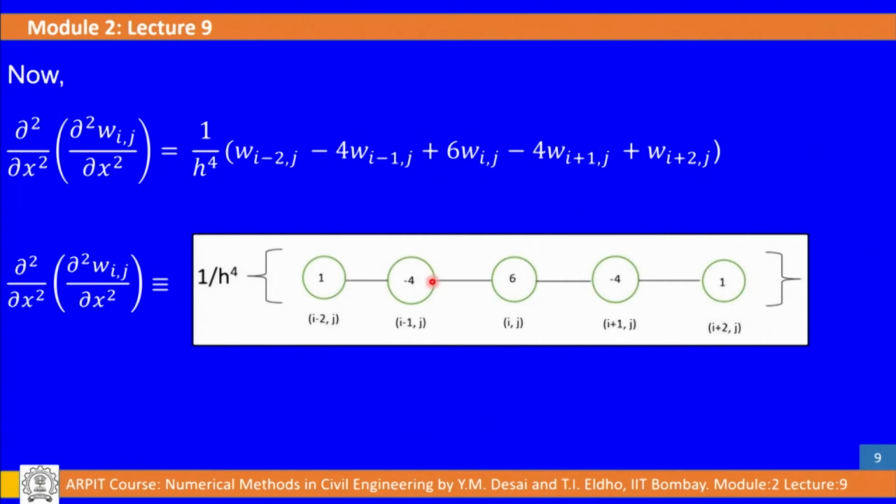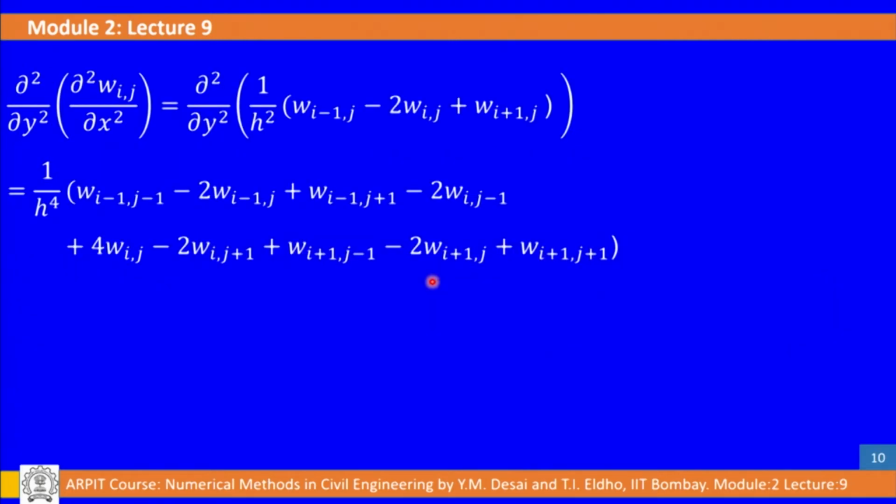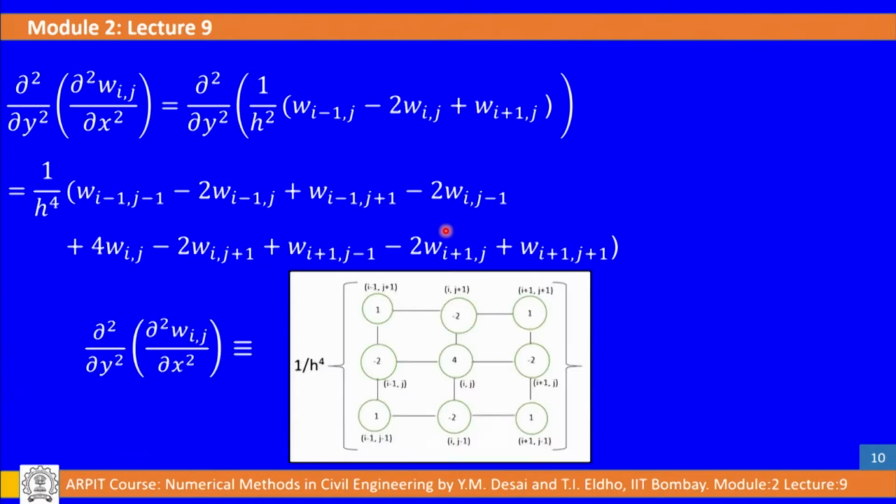So, this was del 4 w by del x 4. Similarly, we can talk about del 4 w by del x square del y square, and all these function evaluations will come into play. In the molecular form, at 9 points we work out the value of function, and in terms of these coefficients we are able to represent this fourth derivative.